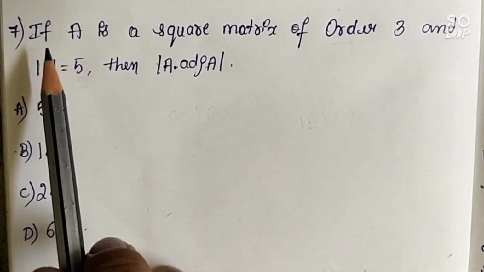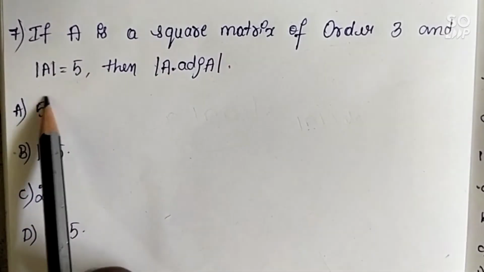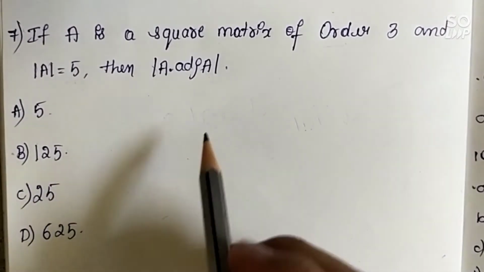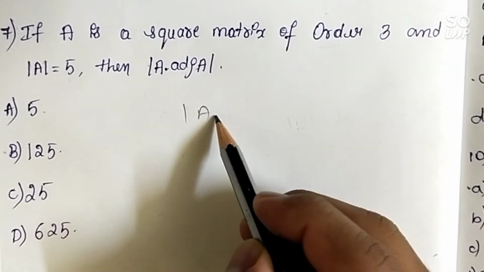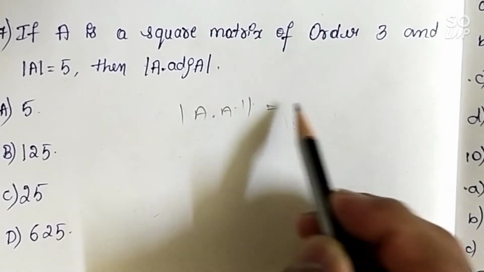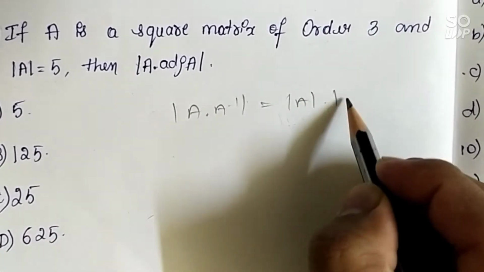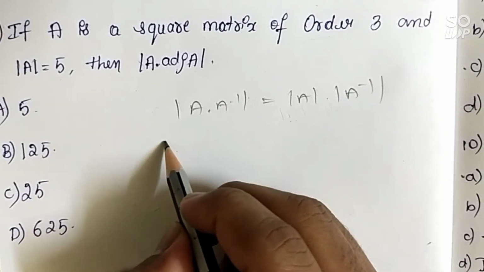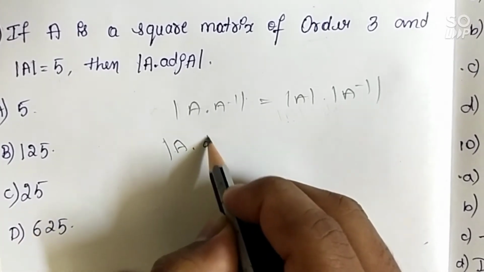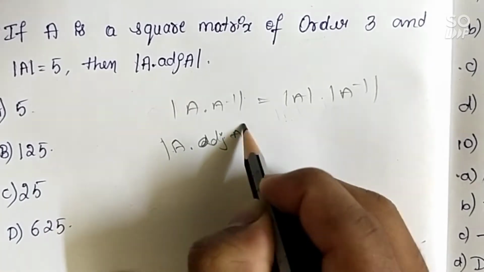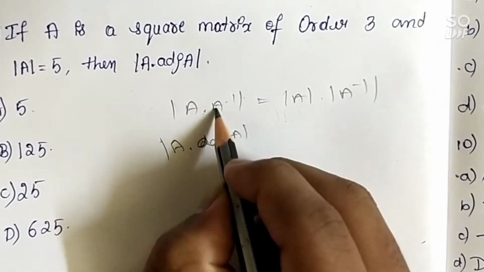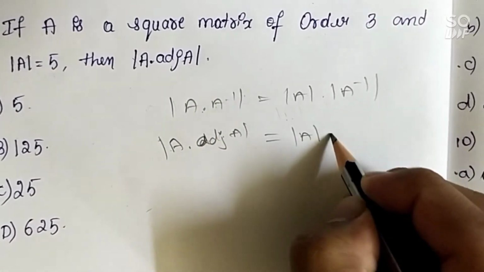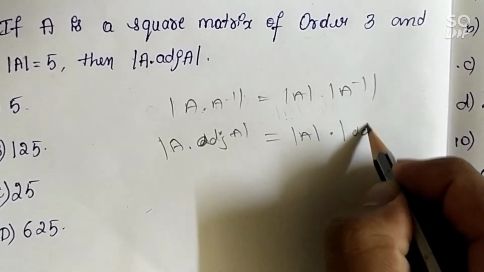Next question is, if A is a square matrix of order 3 and determinant A is equal to 5, then determinant A into adjoint A is. We know that determinant of A into A dash is equal to determinant of A into determinant of A dash. They have asked that we should find out determinant of A into adjoint A. So we can compare these two equations, and we can write as determinant of A into determinant of adjoint A.